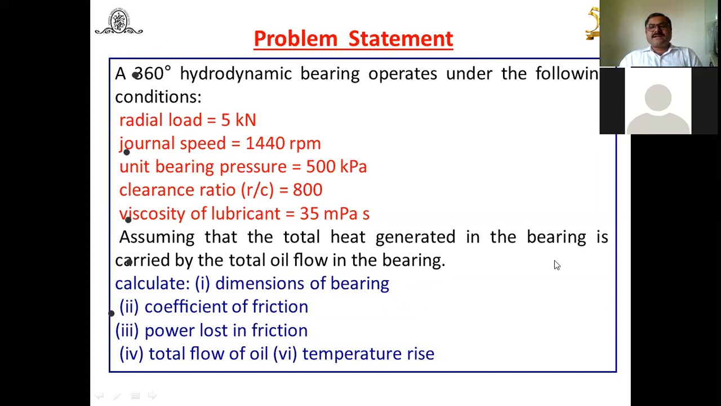Assuming that the total heat generated, again the same assumption, calculate the dimensions of the bearing that we have to find out, meaning L by D, or L, the length of the bearing, and D, then coefficient of friction, then power lost in friction, total flow of oil and temperature rise. These parameters we have to find out. How to find them? Now you have guidelines from problem 1. The same method we are going to use here, by using the Raimondi and Boyd chart.